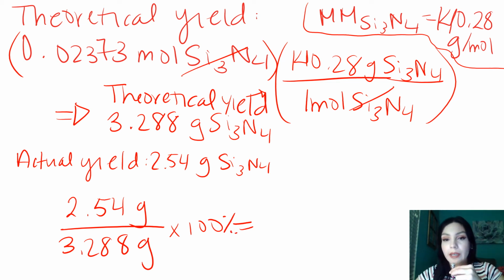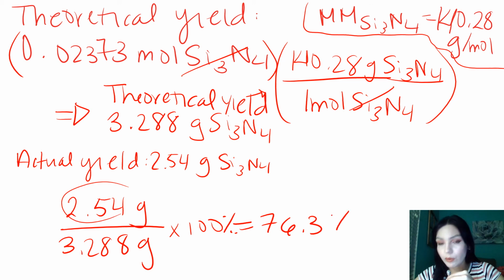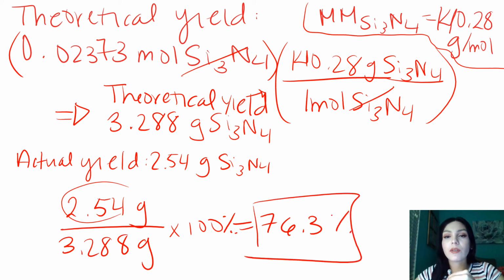So you should get 76.3, and I believe this was 3 sig figs, so I'll leave it at those. So essentially from this reaction, our efficiency wasn't that great. You would like to get closer to 100, but 76% is a pretty good yield. You will find that in actual life, obviously things are not perfect, so pretty high yields are usually within the 80s and 90s.